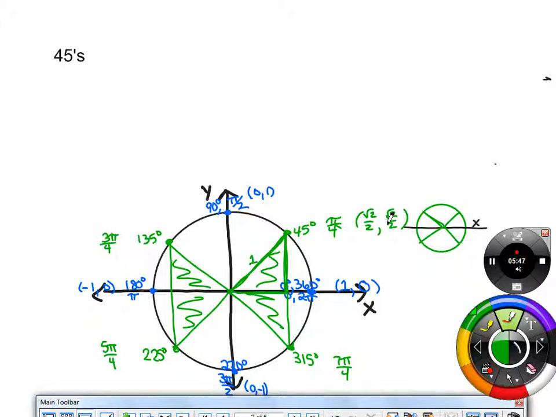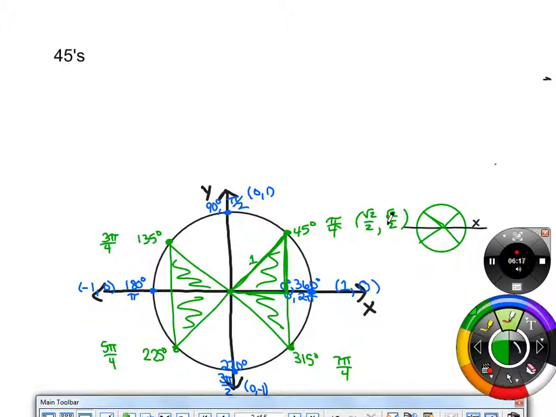No. What is the sine of 45 degrees? Rad 2 over 2, because the sine is going to be the y-coordinate, and at a position of 45 degrees, the y-coordinate is rad 2 over 2. What is the cosine of 45 degrees? Rad 2 over 2. What is the tangent at 45 degrees? 1. The y divided by the x, because they're the same, 1.